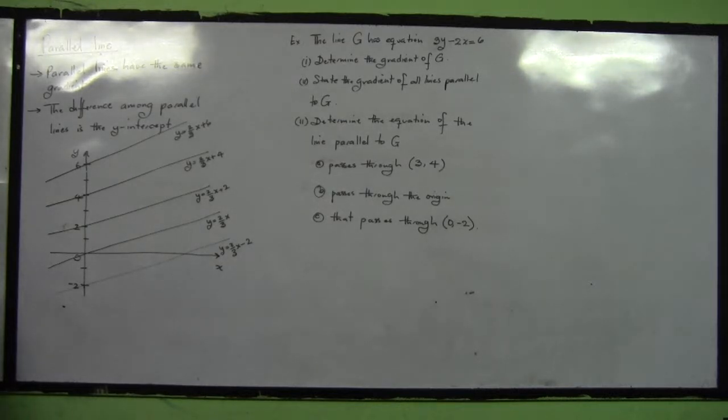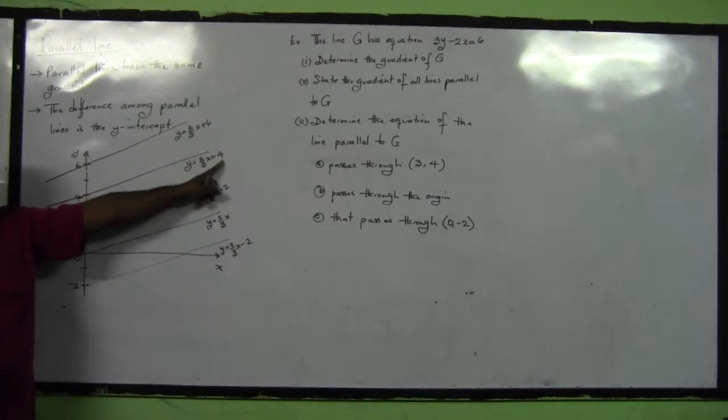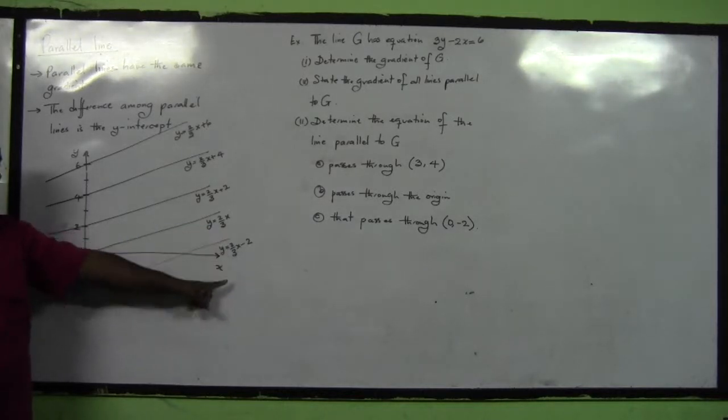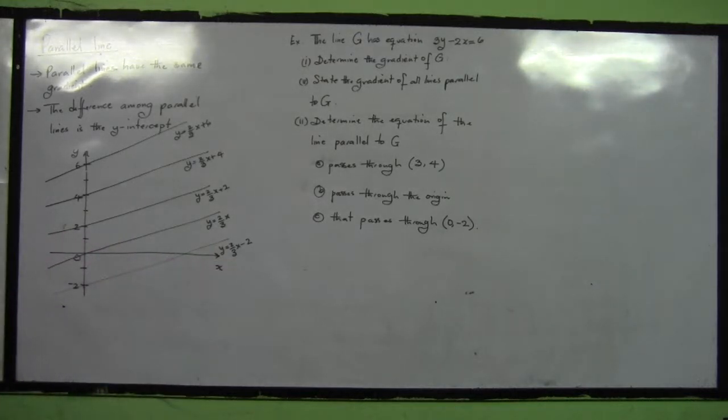What is different among them? This one cuts the y-axis where? 6. This one cuts the y-axis where? 4. This one? 2. This one? 1, at the origin. When there's no C, it's because C is 0 and the line passes through the origin. This one cuts the y-axis where? -2. Ladies and gentlemen, parallel lines have the same gradient. What is different among parallel lines is the y-intercept.